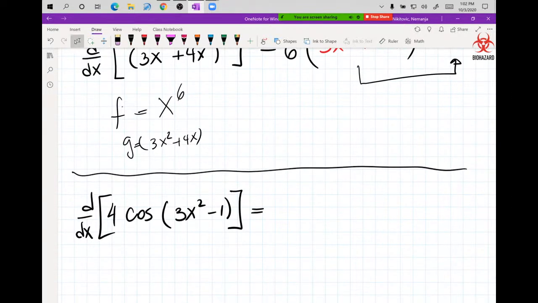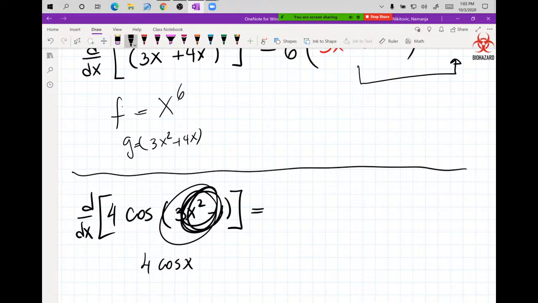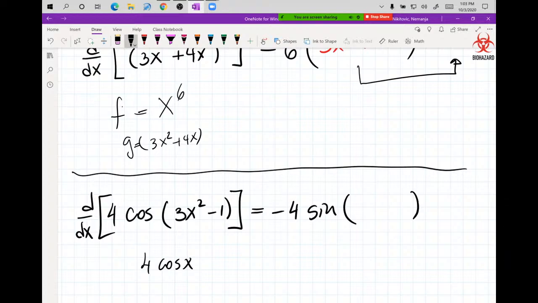What I see is 4 cosine x. So what is the derivative of 4 cosine x? All of this thing I mush into this x that it's on the bottom. So all I see is 4 cosine x. What is the derivative of 4 cosine x? It's negative 4 sine of mess.